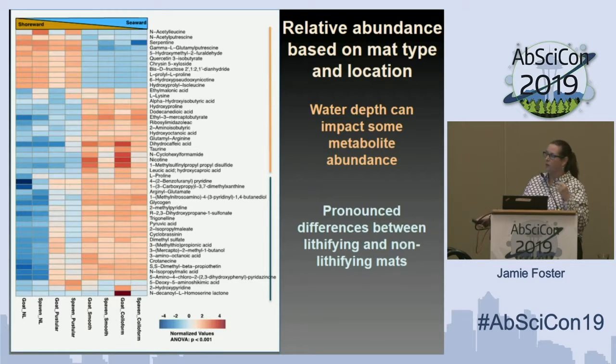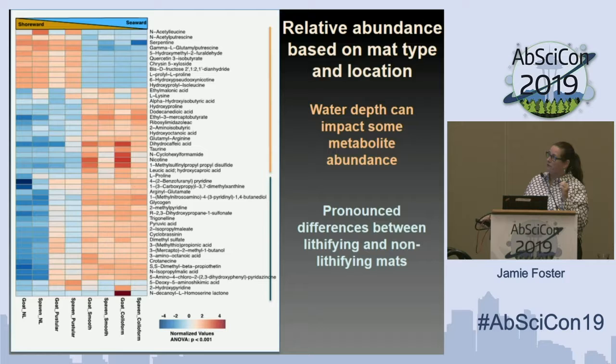We're just dealing with the known metabolites at this point, and we're seeing really distinctive patterns within these mat types. These are the top 50 metabolites that we're recovering from these mat types, and they're divided up based on mat type and location. But we're seeing two major trends here.